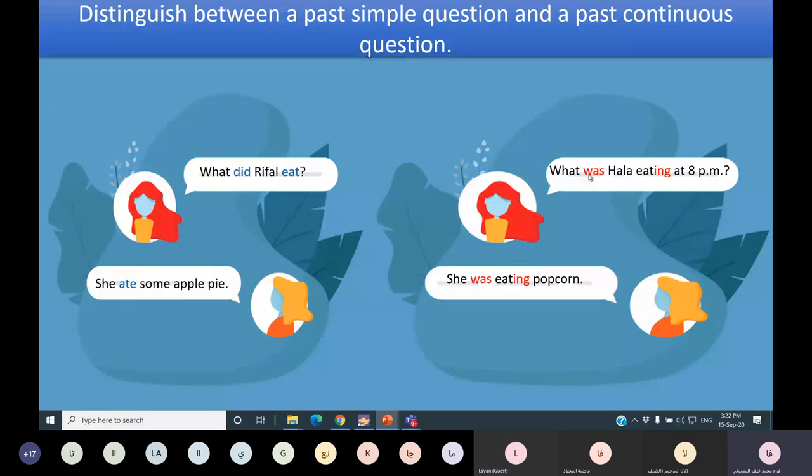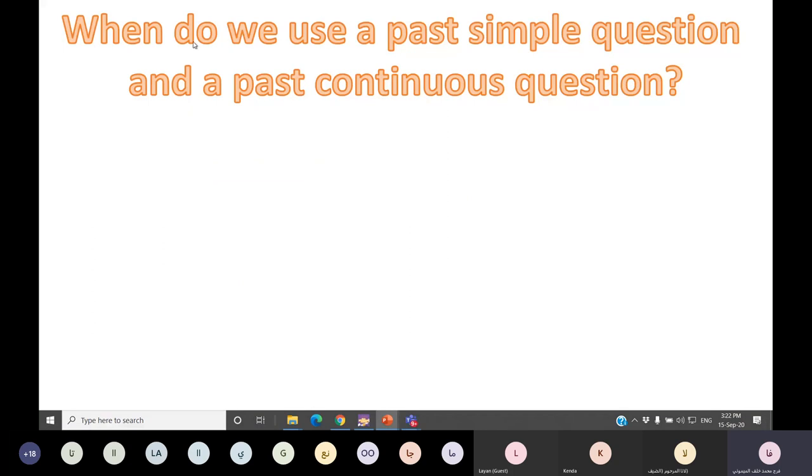So we have two different questions. Now, Rifal, tell me, in the past continuous question, what do we have in the end? PM. Yeah, 8 p.m. So with past continuous, we have to tell the time sometimes, right? Right. Thank you so much, Rifal. Excellent observation. Turn off your microphone. So, girls, there is a difference between past simple and past continuous. Now, when do we use a past simple question? And when do we use a past continuous question?